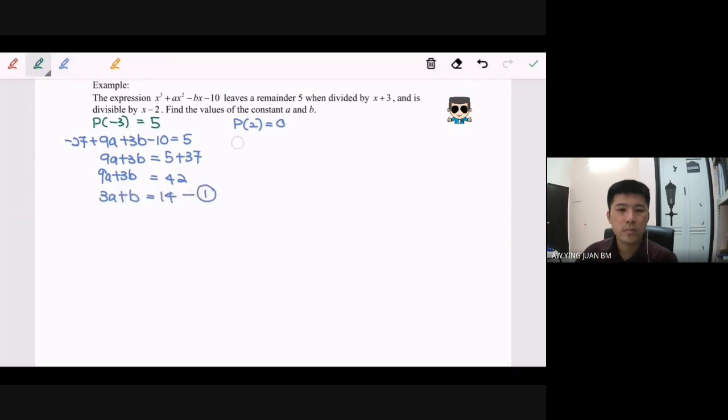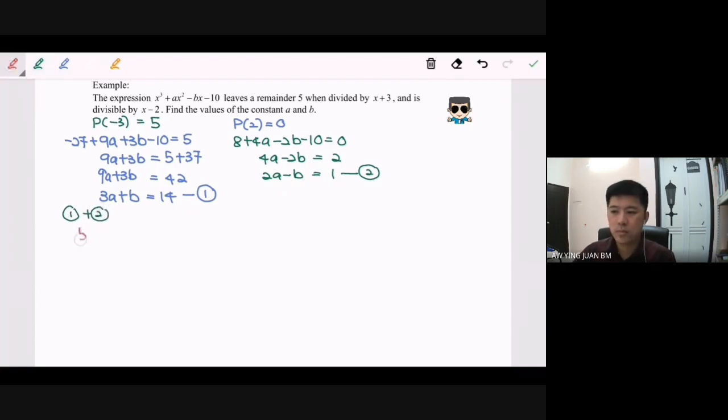The next equation will be 8 plus 4a minus 2b minus 10 equals 0. So 4a minus 2b equals 2. Simplify, 2a minus b equals 1. That will be my second equation. For the simultaneous equations, I'm going to add equation 1 and equation 2, and I will have 5a equals 15. So a will be equal to 3. By substituting a equals 3 into equation 2, we will have 6 minus b equals 1. b will be equal to 5.